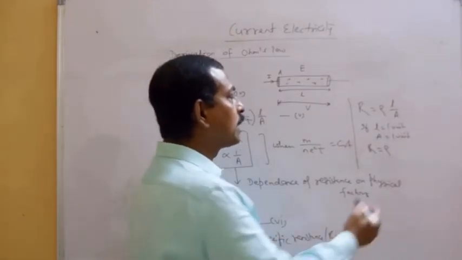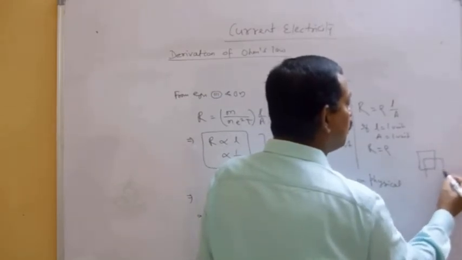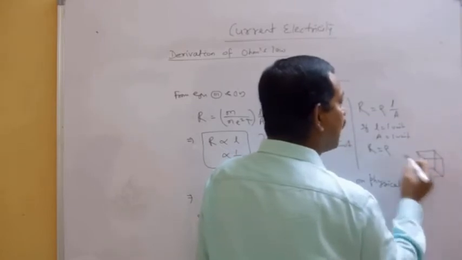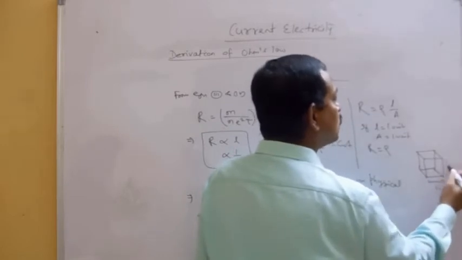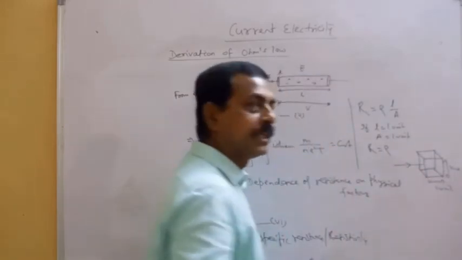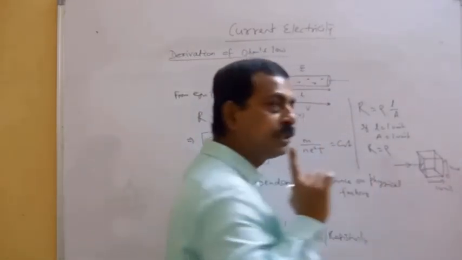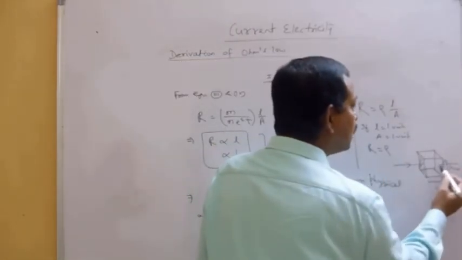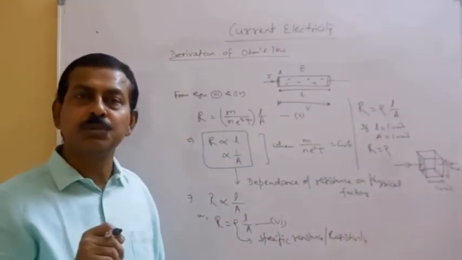Suppose we take a particular cube whose side is unity, and this is made of that particular material. This is 1 unit. Each side is 1 unit. So if the current enters from one face, what will be the area of cross section? This will be 1 unit. If it leaves from the opposite face, then the distance through which it has passed is also unity.